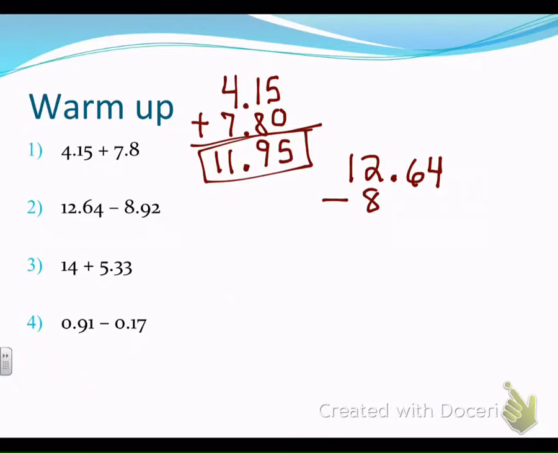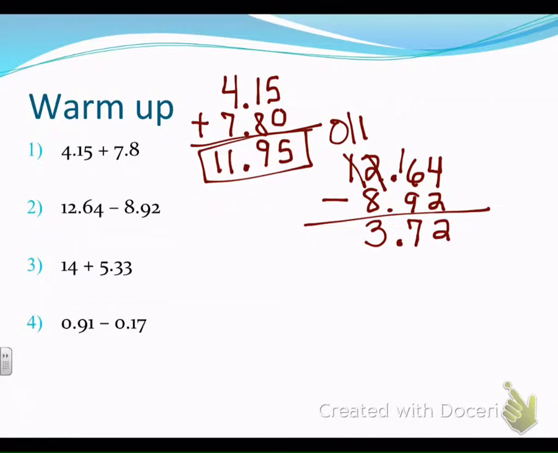12.64 minus 8.92. 4 minus 2 is 2. You can't do 6 minus 9, so we have to borrow from the 2, so you make 16. 16 minus 9 is 7. You can't do 1 minus 8, so you gotta borrow. So make that 11 minus 8 is 3. And then you guys can go ahead and do the other two.